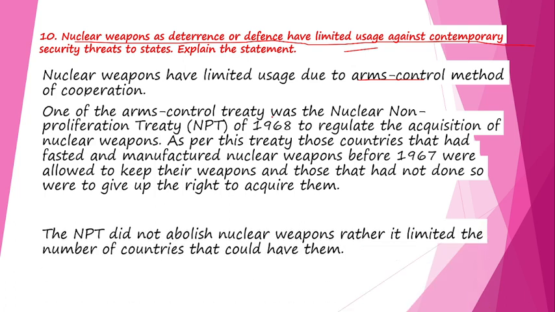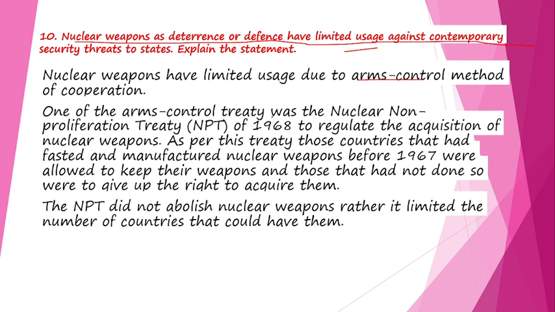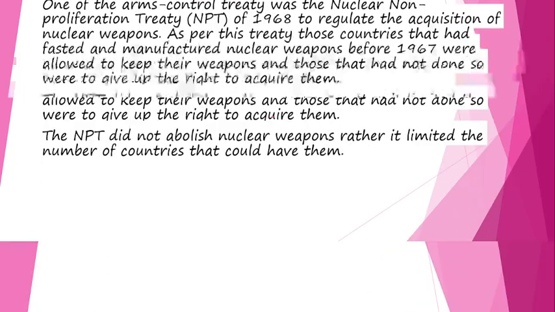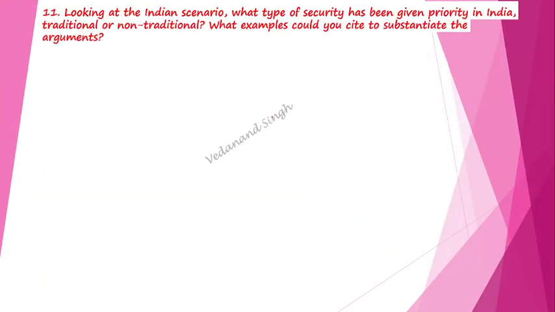Okay, this is the statement's meaning. And the second point, the NPT did not abolish nuclear weapons, rather it limited the number of countries that could have them. Now the next question: look at the Indian scenario. What type of security has been given priority in India, traditional or non-traditional?